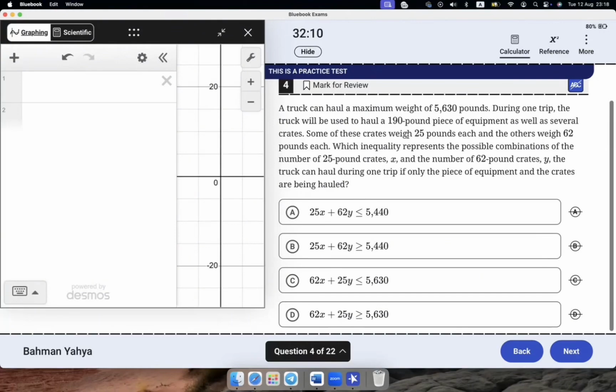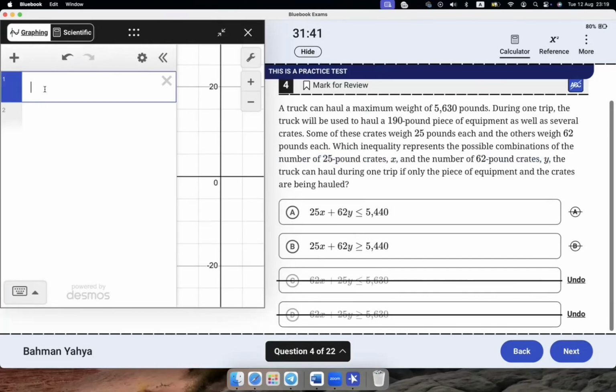Fourth one, 25 pounds, 62 pounds each. The number of the 25s crates is x, right? So if one of them is 25 and we have x of them, you have to multiply x by 25, right? X multiplied by 25. We got 5630 of them, right? And during the trip, the truck will be used to haul a 190 pound piece of equipment. Minus 190, it's the piece of equipment, right?